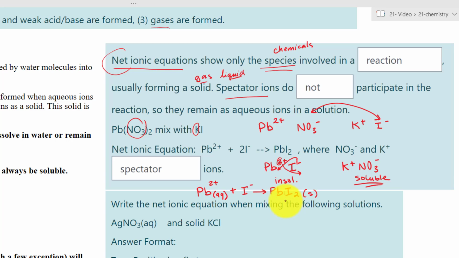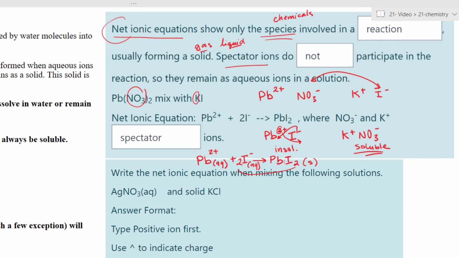But how many do we have? We have 2 of them. So we have 2 right there. And the state of matter is aqueous. So that's how we write the net ionic equation given our 2 solutions with 2 separate compounds that are soluble initially. Okay? And of course, if one of them is insoluble, you would not have a reaction.